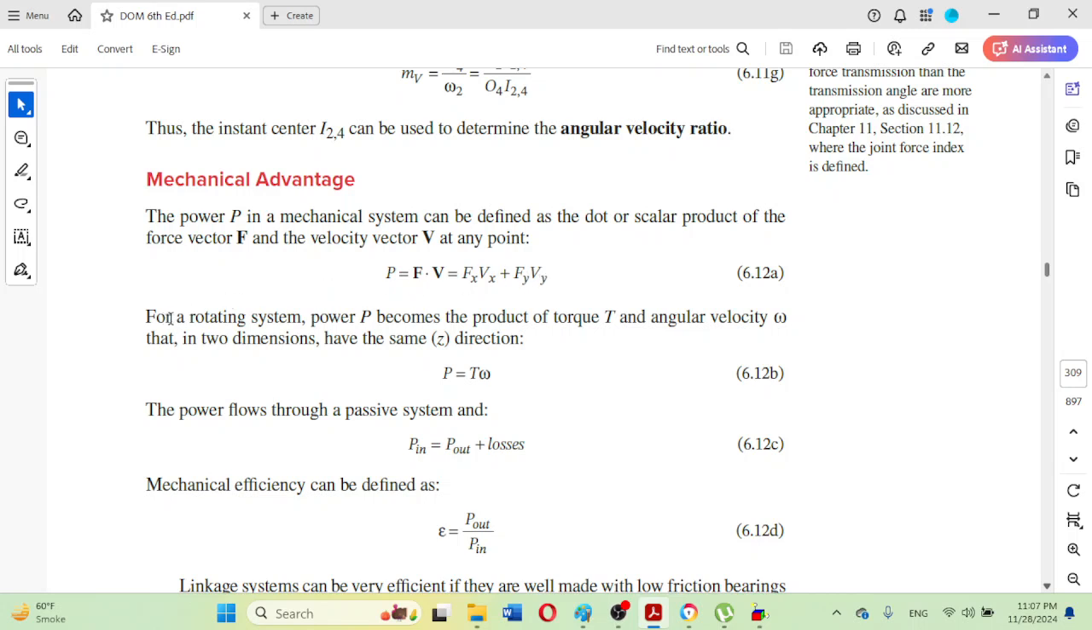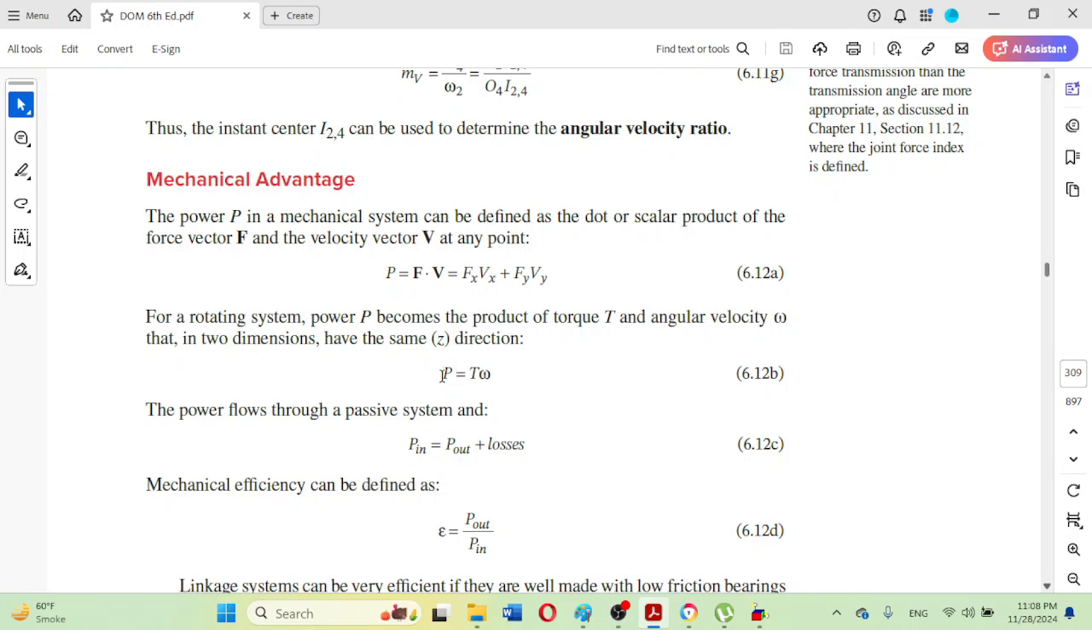So that says that for a rotating system, power P becomes the product of torque T and the angular velocity omega, where in two dimensions we have the same z direction.